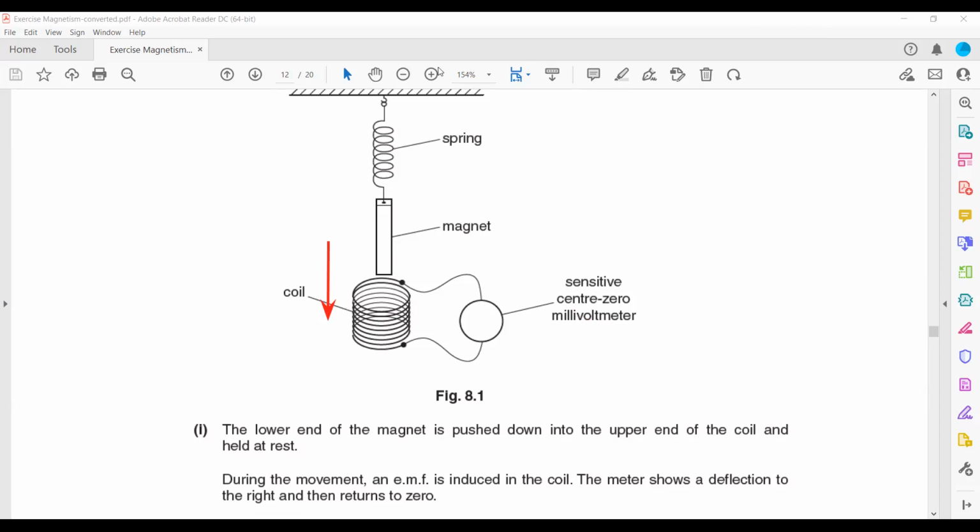So this was a zero center voltmeter, and this is what we observe, the needle is deflected towards the right hand side. But as we release the magnet, it is being pulled up, or the magnet is moving up. So as a result, when the magnet moves up, what will happen to this needle? If it was deflected towards the right hand side first, now it will deflect towards the left hand side.